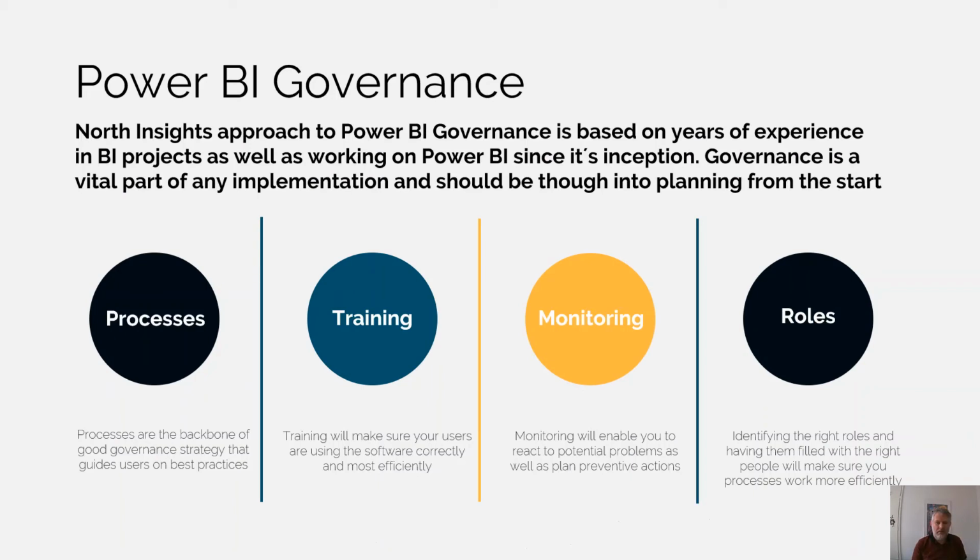In my mind, a good governance strategy rests on 4 different pillars. Now, strategies are different from organization to organization, and things might be called a little bit different. But in my version of it, it's set up like this, and I think it's something that you can definitely relate to and use in your own organization. So I have 4 pillars. The first one is processes, which is the backbone of a good governance strategy. Processes will help your users do things in the right way first time.